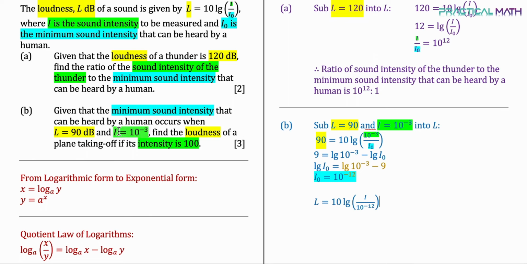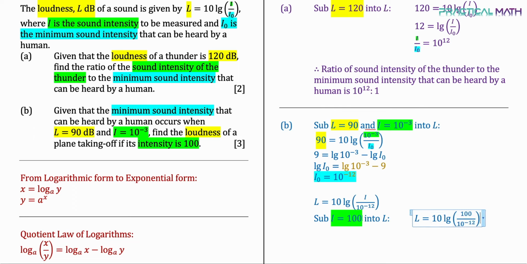So let's follow the question. What happens now is that we're going to replace the intensity to be 100. So sub I to be 100 into this L equation that we have. Therefore, we should be having L equals 10 LG brackets 100 divided by 10 to the power negative 12.